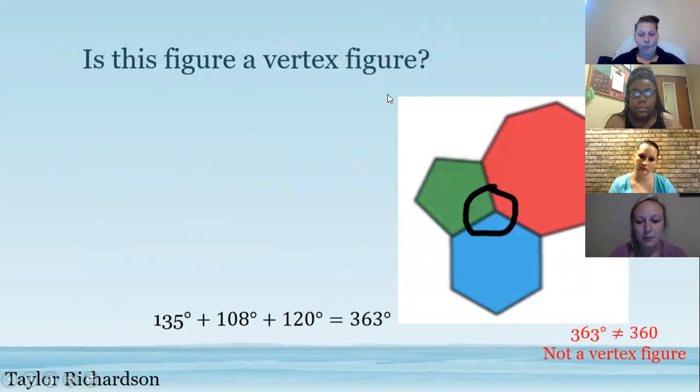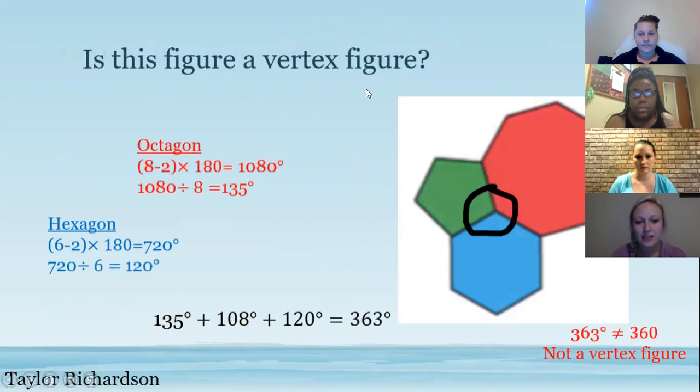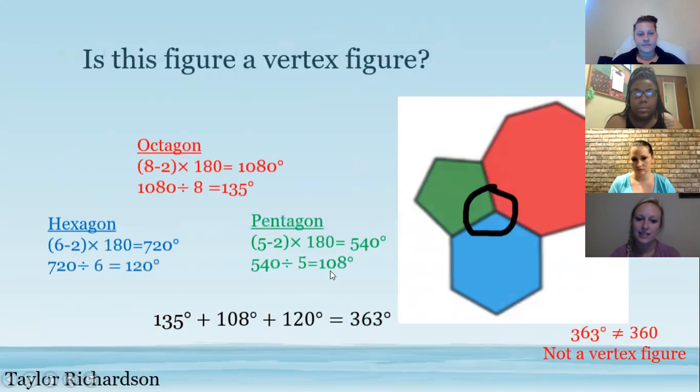And, well, that pulled up backwards. We use our formula that Sarah just told us to find the interior angles of the octagon, which is 135 degrees, the hexagon, which is 120 degrees, and the pentagon, which is 108 degrees. When we add these up, we get 363 degrees, which is not 360 degrees, which means this is not a vertex figure.